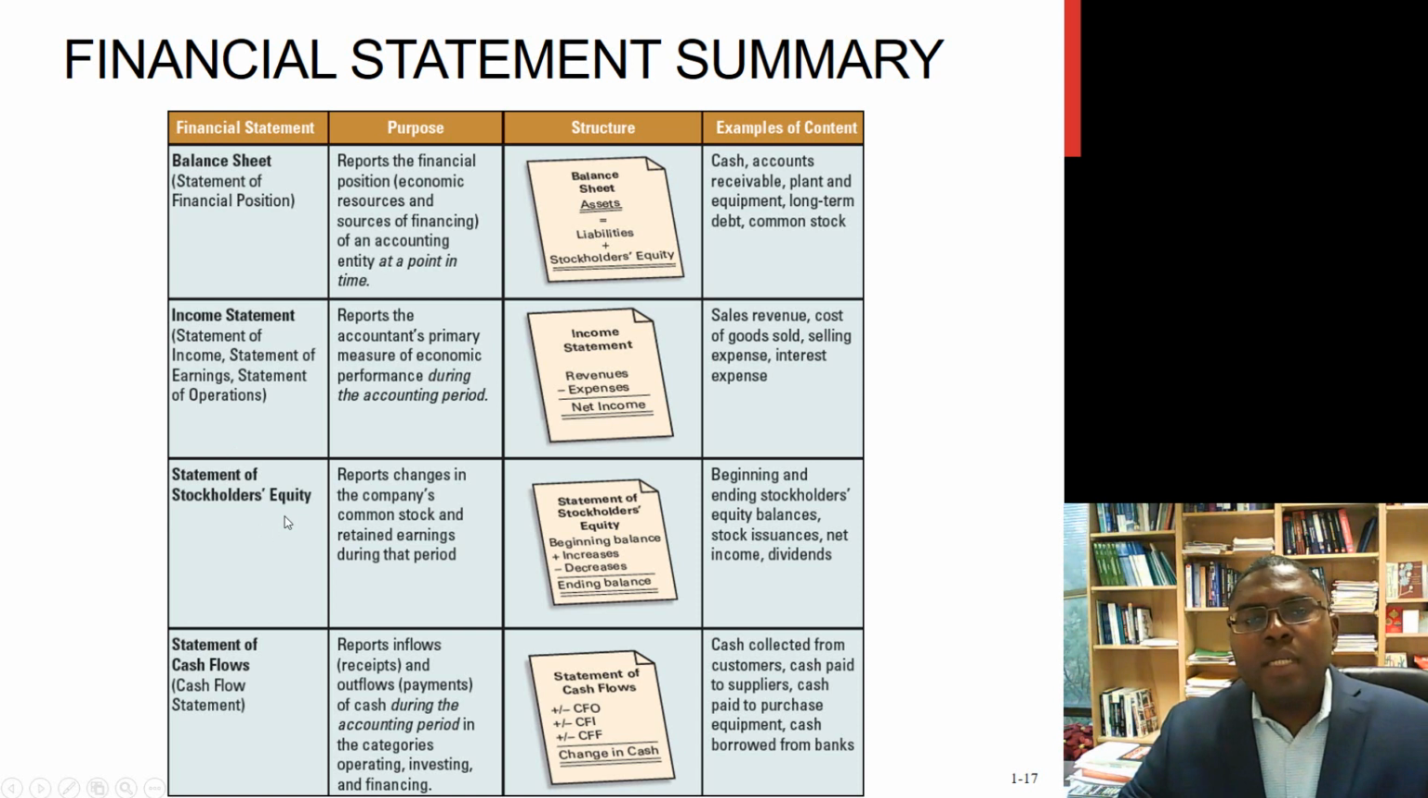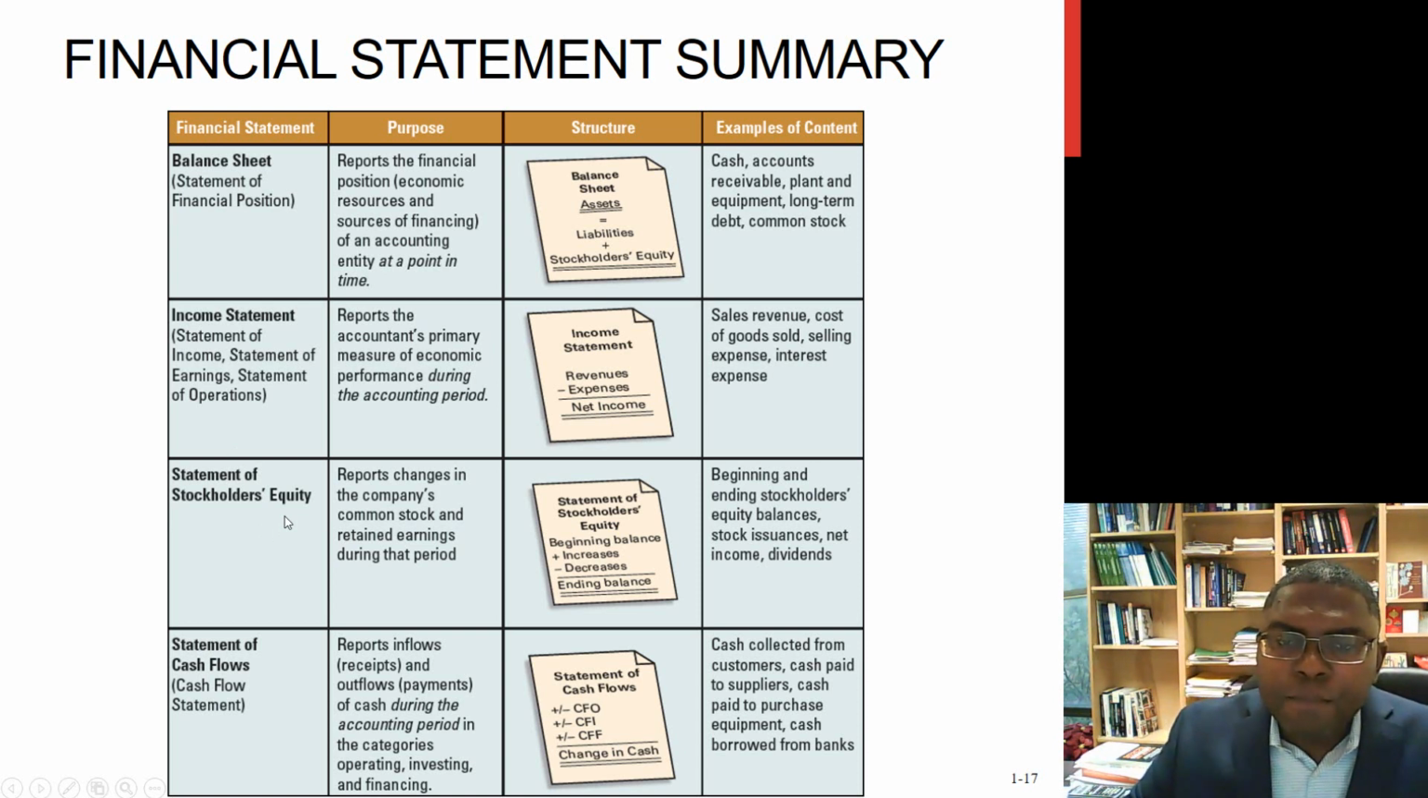The third statement that we looked at is the statement of stockholders' equity. It reports changes in the company's common stock and retained earnings during the accounting period. And lastly, we spoke about the statement of cash flows, which reports inflows, which are receipts, and outflows, which are payments of cash during the accounting period. And it is placed in three categories: inflows and outflows from operating activity, inflows and outflows from investing activity, and inflows and outflows from financing activity.